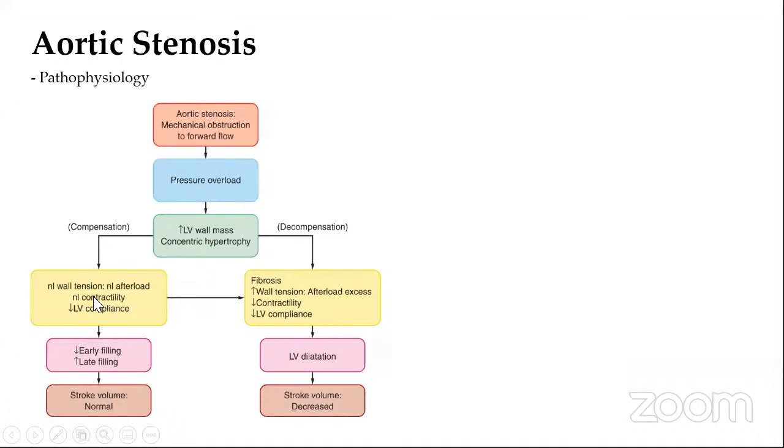And obviously, if the LV is compensating, you're going to maintain your forward flow and stroke volume. If the LV starts to decompensate, you're going to have fibrosis of the LV, the wall tension is going to increase, the afterload is going to increase, the contractility is going to drop, and the compliance again becomes stiff. So the LV cannot keep up, and the LV is going to dilate, and you're going to lose your forward flow, the stroke volume is going to drop, the forward perfusion is going to drop, and the cardiac output is going to drop.